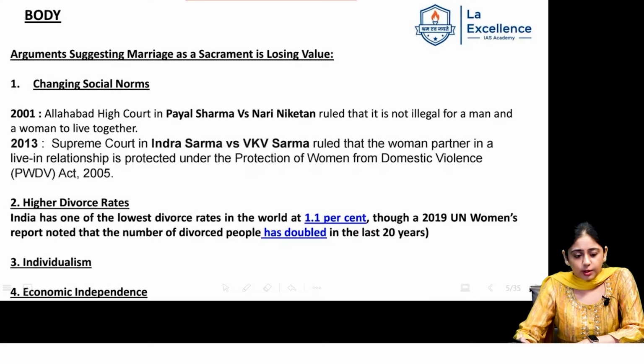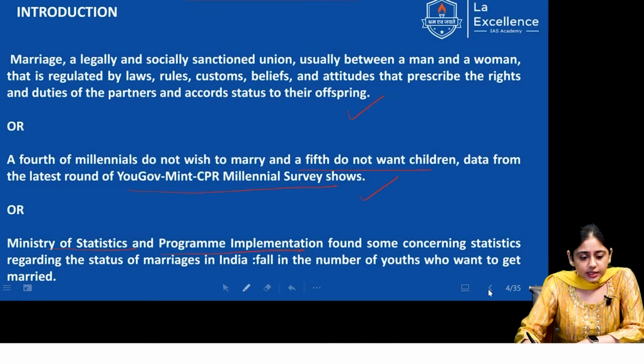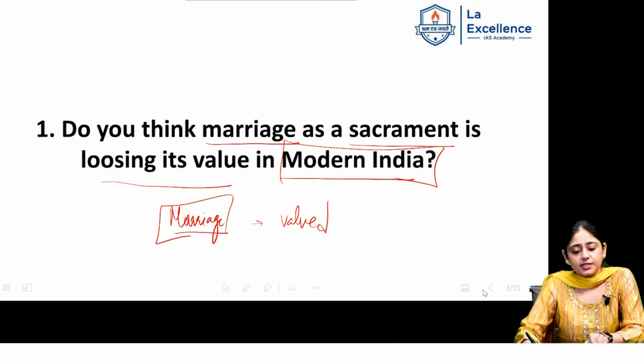Okay, next is the body of your answer. Now the question asked is, do you think marriage as a sacrament is losing its value? So now to make the answer balanced, although it's asking about your opinion, you give both sides of the coin. That yes, it is losing its value. No, its value is still there in the society. So after both arguments are done, then you conclude that you feel this way, which we'll see when we cover your conclusion part.